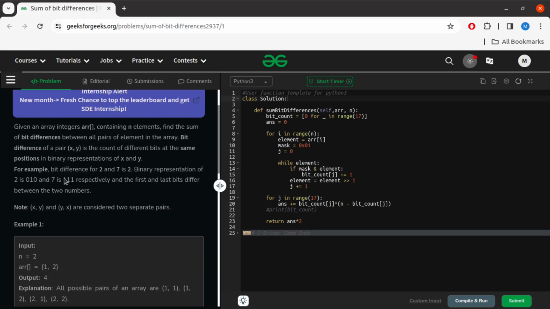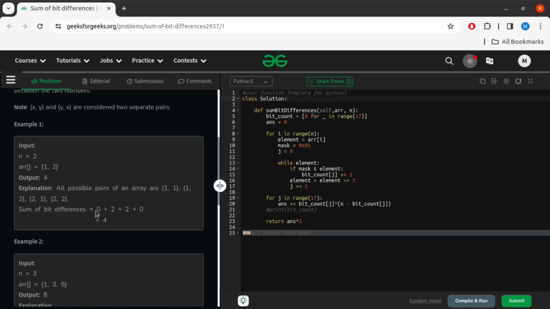So for example, the bit difference for 2 and 7 is 2, and that is because the binary representation of 2 is 0, 1, 0, whereas the binary representation of 7 is 1, 1, 1. So if we see this, the first bit and the last bit differ. The first and last bit differ between the two numbers, because of which the bit difference for 2 and 7 is 2. So let us try to understand the problem statement with the help of an example.